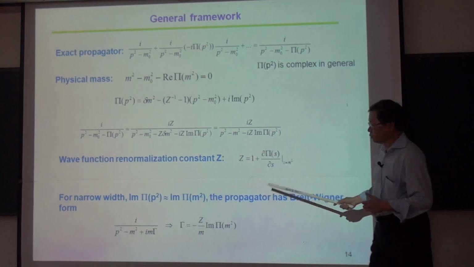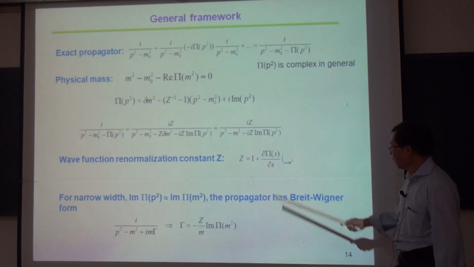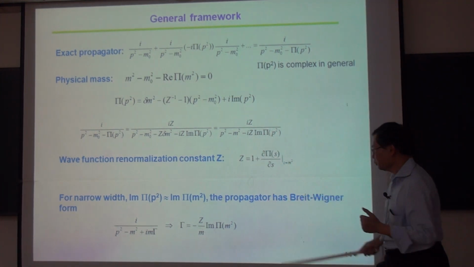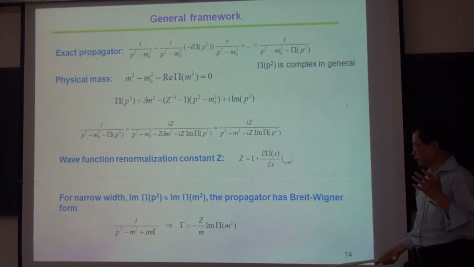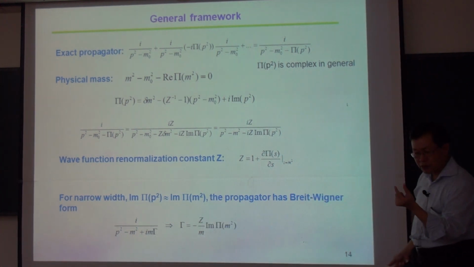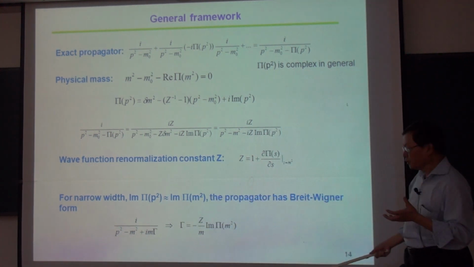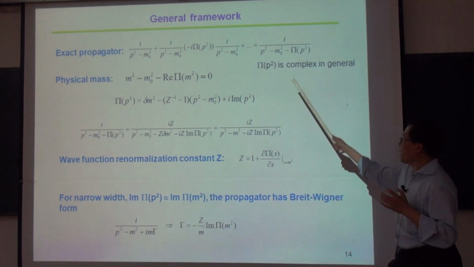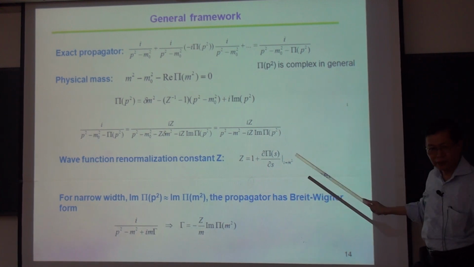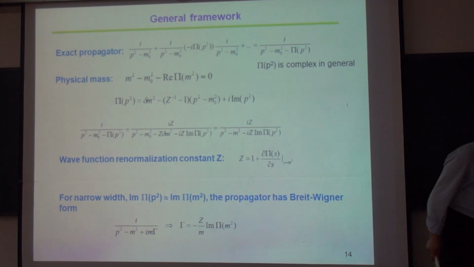Now, just like in a standard textbook on field theory, you introduce a counterterm, you have introduced wave function normalization. So finally, the decay width, if the decay width is narrow, you can make some approximation to identify the decay width with the imaginary part of the self energy. Okay, so this is very routine in quantum field theory.